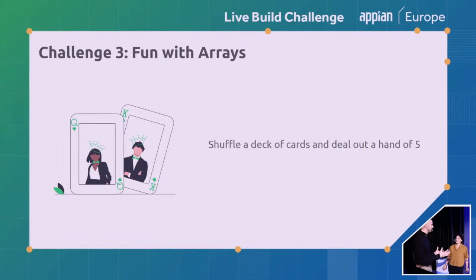Yeah, in this round, we just need you to shuffle a deck of cards and deal five. Okay, that doesn't sound too tricky. It doesn't, but we're looking for functions to shuffle. We're going to need sorting logic. We're going to need variable refreshes. There's some serious complexity expected out of the contestants here in this round.